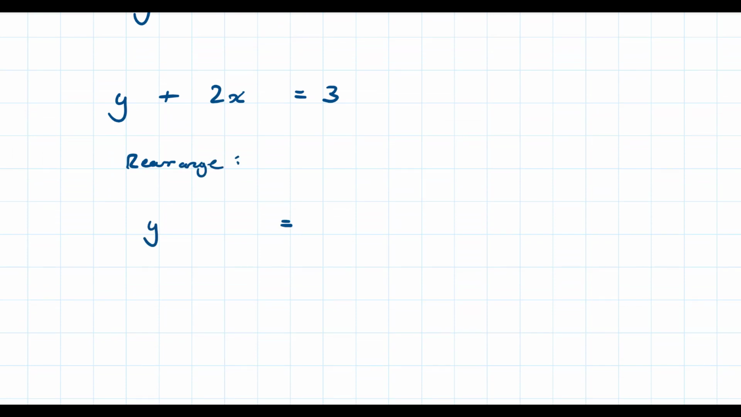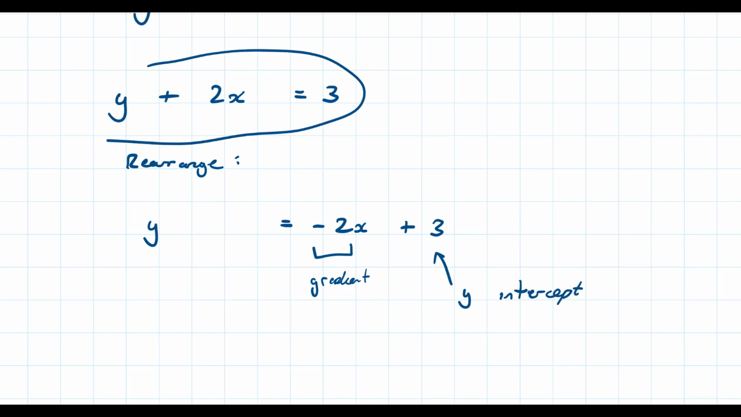So we would move the 2x to the other side where it becomes a minus 2x. The 3 is still there. And then we can see that this is the gradient. And that is, of course, the y-intercept. So it just goes to show that just because you've got a line that looks a little bit like y equals mx plus c, that doesn't necessarily mean that that's the gradient. You would have to rearrange it to make it look like that first, and then you would get that.